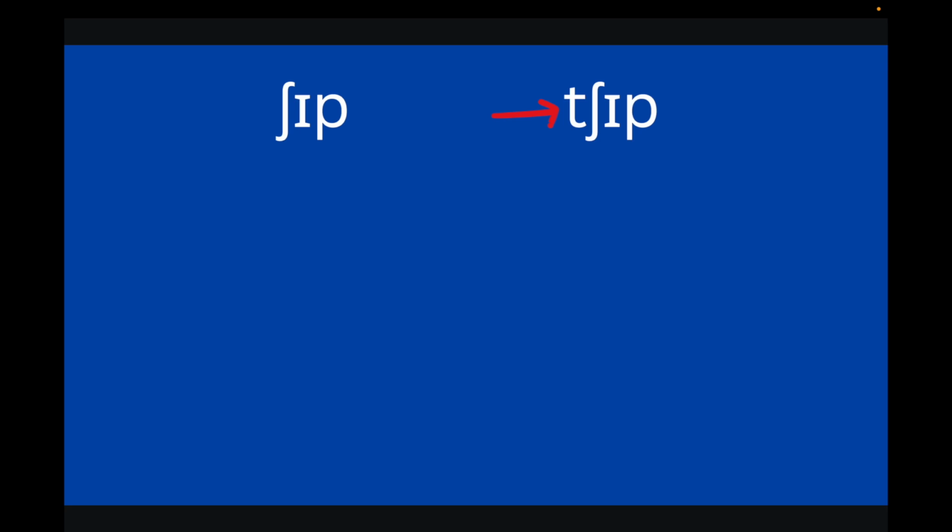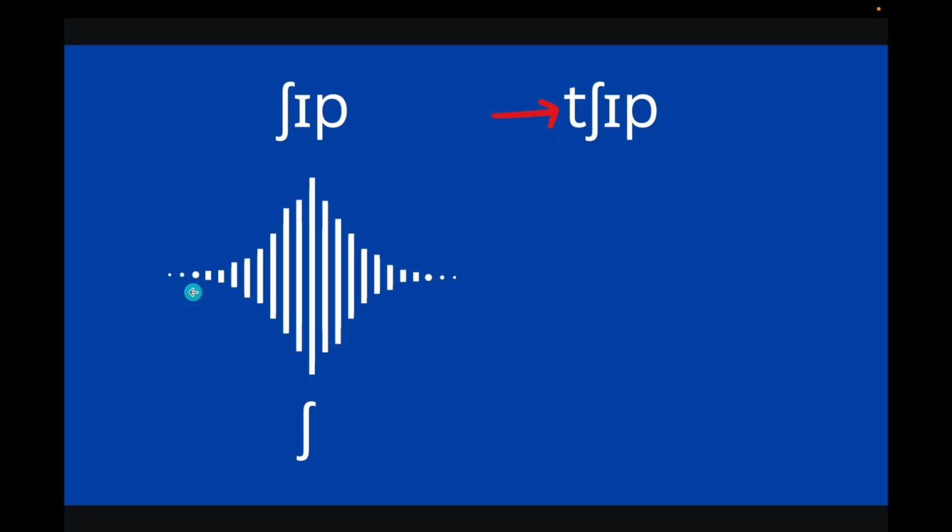So how do we make sure that we're going to say the correct sound, chip? If we look at the sh sound first, we can hear that it doesn't have a very strong start or finish. Sh. And so you could represent the sound like this. Quiet at the start, quiet at the end.